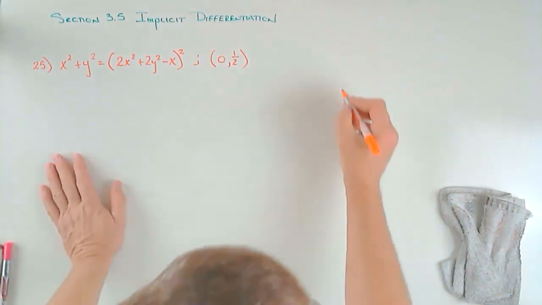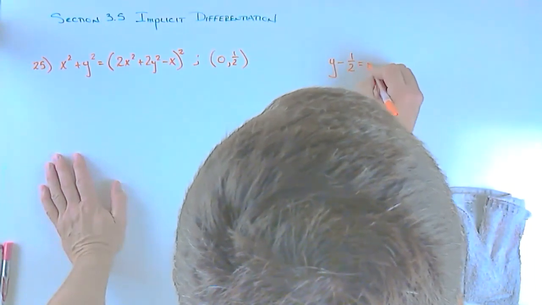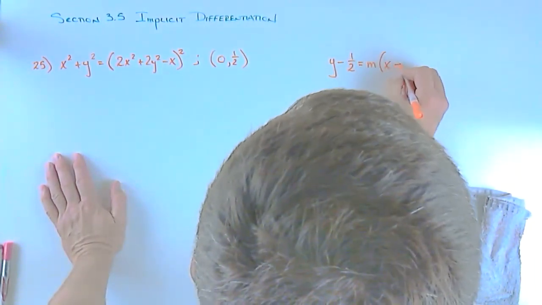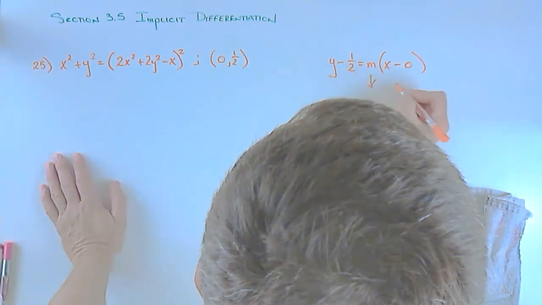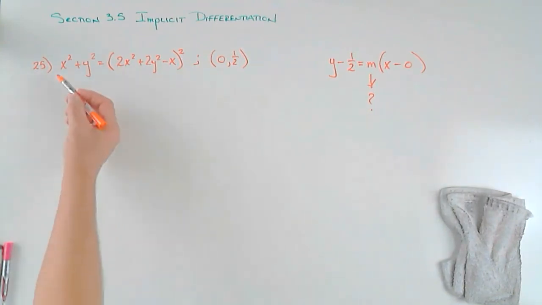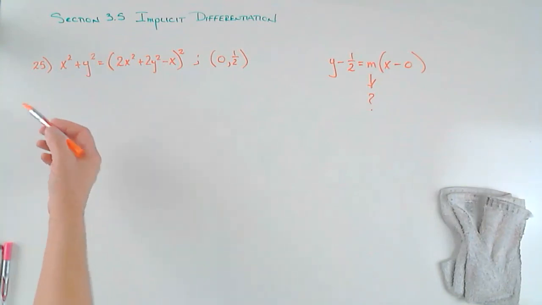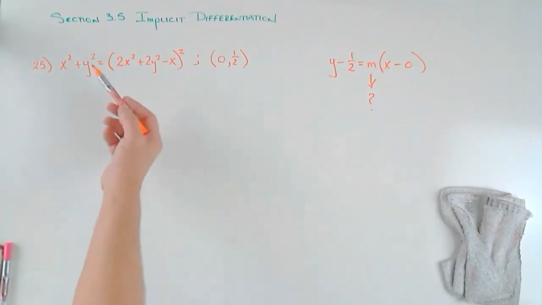So we know right now that the equation of the tangent line is y minus 1/2 equals the slope times x minus 0. And we have to find the slope, and that's going to be the derivative, right? That's going to be the derivative. So we're going to take the derivative of both sides here. Now, I'm not going to write the dx. We'll just do it. We've done 3 of these already. We did many in class.